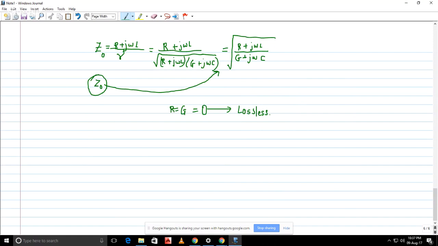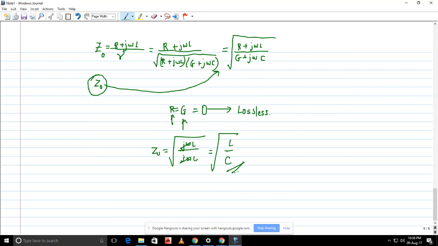So R is equal to G is equal to zero we make. So the resistance and the conductance I'm making zero. And we know that the conductance is coming due to dielectric losses, and the resistance is coming due to finite conductivity. So both of these, if I make them zero, then I am making the loss go to zero. So if I'm making the loss go to zero, then the Z naught comes as root of j omega L upon j omega C. So j omega gets cancelled, and Z naught is root of L by C. So for a lossless transmission line, the characteristic impedance is given as root of L by C.